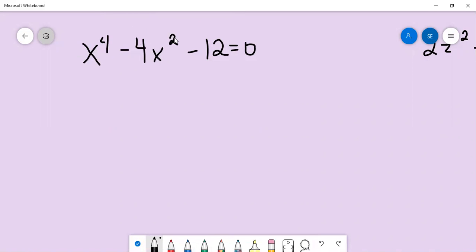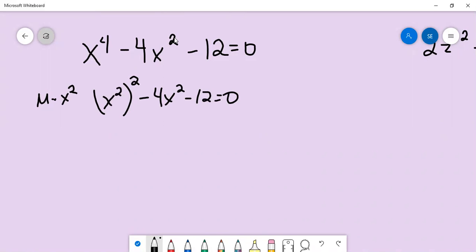And the simplest way to do this is that we want to do a substitution. We want to say that u is equal to x squared. So we can rewrite this equation. This is x squared squared, because when we put our exponents to the power, we're going to multiply. Minus 4x squared minus 12 equals 0. So now we're set to do this u substitution. This becomes u squared minus 4, well, x squared is u, so that's u, minus 12 equals 0.